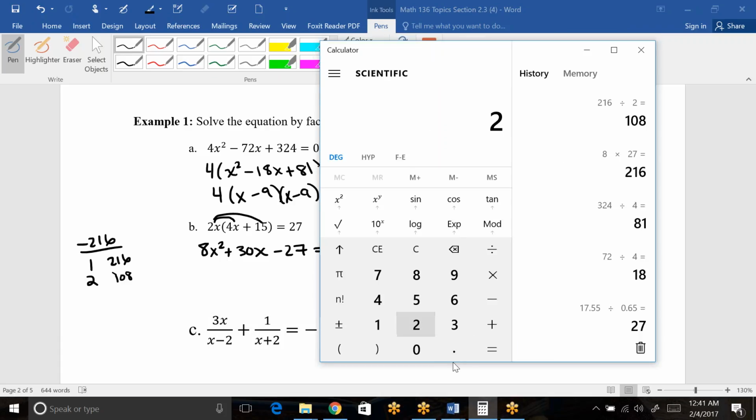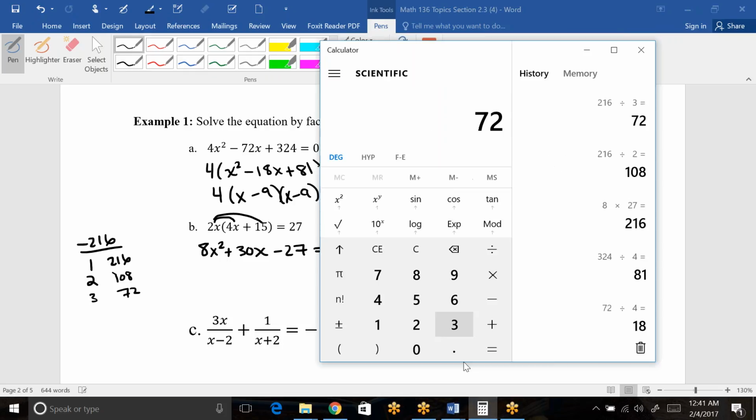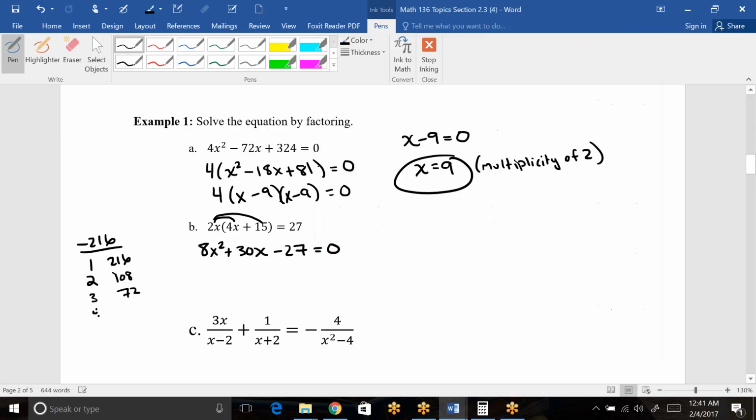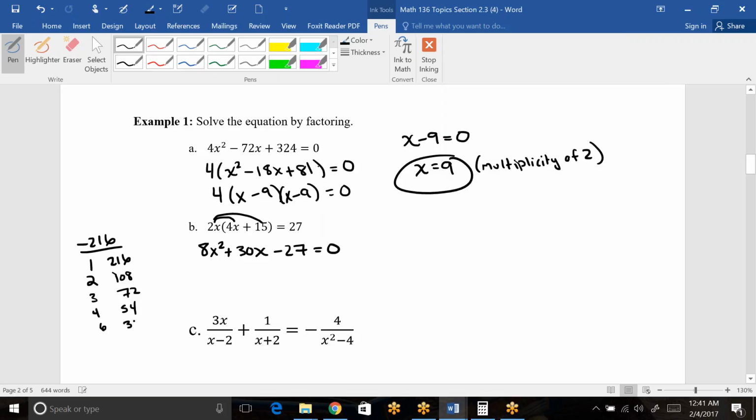Let's see if it's divisible by 3. Yep, 3 and 72. Is it divisible by 4? Yep, 4 and 54. So this is going to be a long list. It's not divisible by 5. Is it divisible by 6? It should be, since 2 and 3 went into it. So 6 and 36. And actually, I'm going to stop.